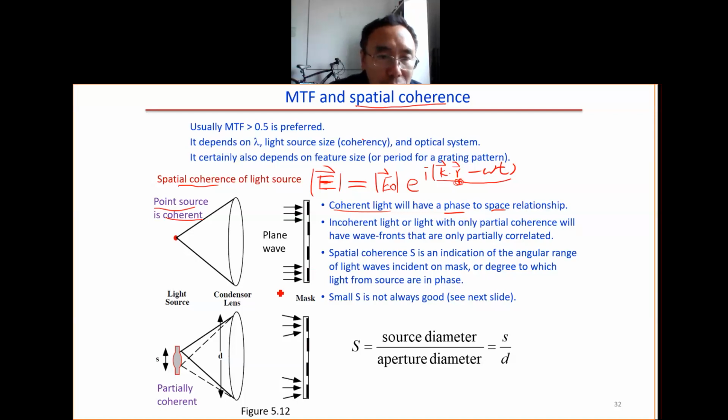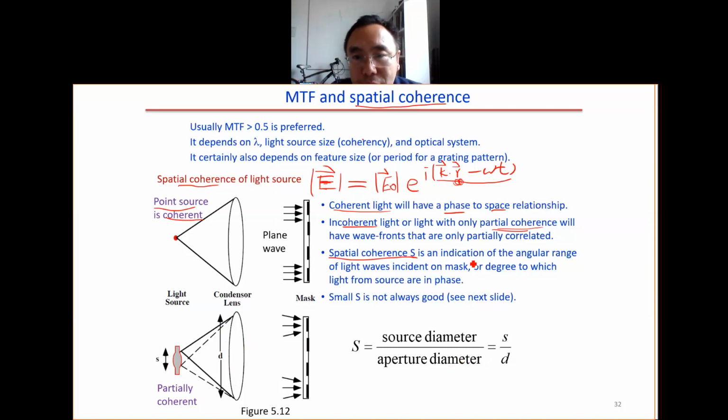But for the non-ideal case, we have a light source that is this big, and then the light incident on the mask is something like this. This is called incoherent light or partially coherent light. The wavefront on the mask is only partially correlated and is not well defined like this. The spatial coherence S is defined as the source diameter S divided by the aperture diameter D. So this is the spatial coherence.